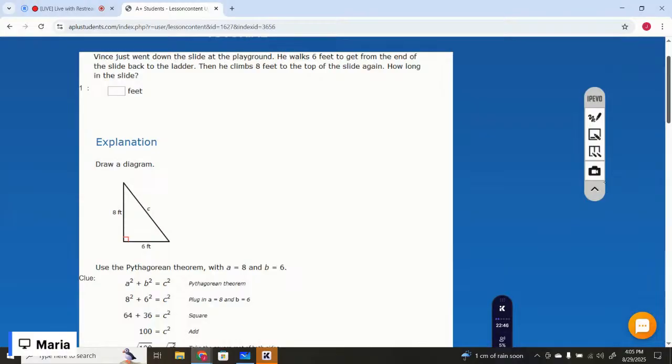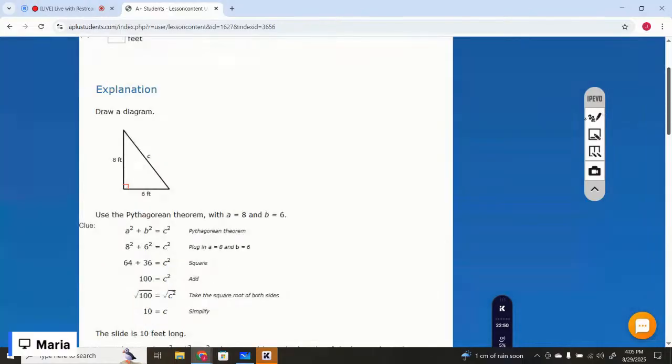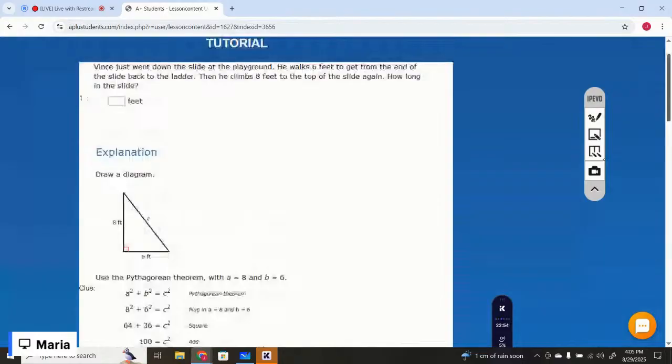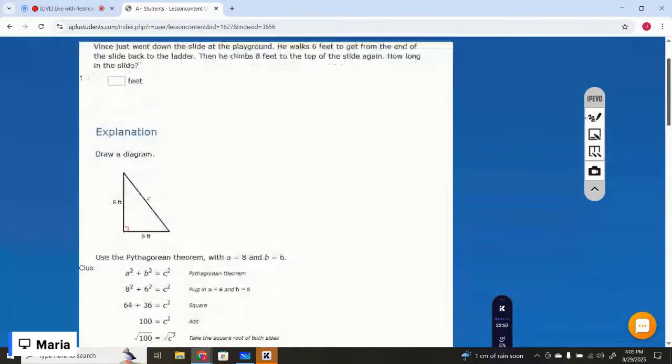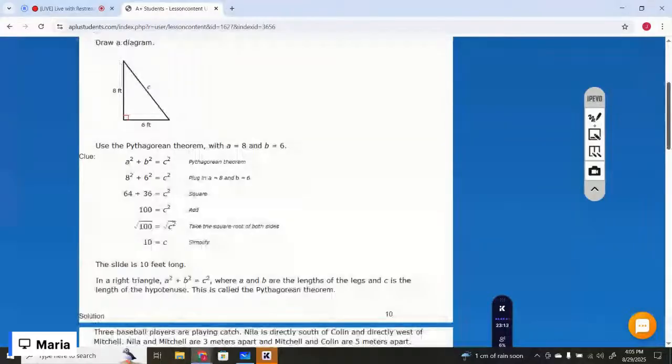So, the slide: he walks 6 feet from the end of the slide. He walked from here, 6. We need to find C. That is, C squared is 8 squared plus 6 squared. 64 plus 36 equals 100. So C equals 10.